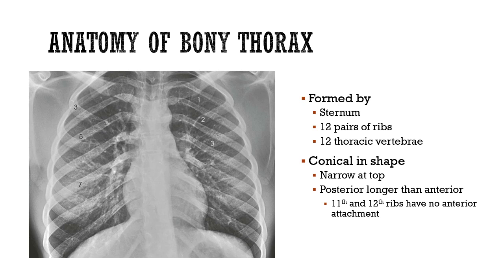The bony thorax is formed by the sternum, the 12 pairs of ribs, and the 12 thoracic vertebrae. However, we're not going to be speaking about the thoracic vertebrae in this chapter, since we already talked about them in the previous one. The bony thorax is conical in shape, narrow at the top. The posterior is longer than the anterior, just as the diaphragm is, and the 11th and 12th ribs have no anterior attachment.